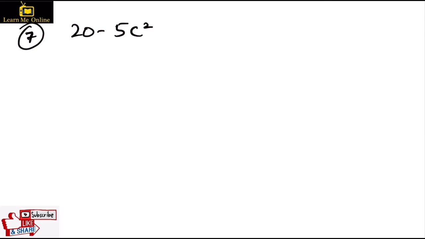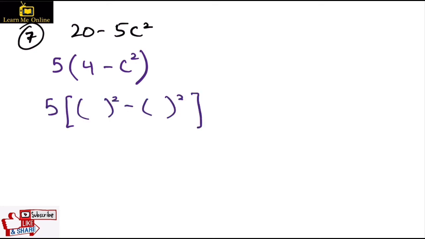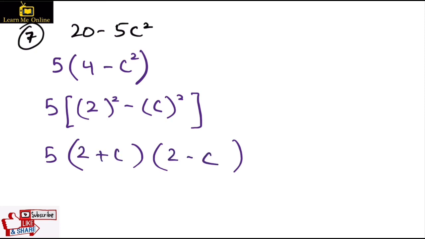Now we have the last example. Because we know that neither 20 nor 5 is a square number, we try to factorize it. We can take 5 outside. How many 5s make 20 would be 4, and how many 5s make 5 is 1. So you just have c square. Keeping the 5 outside the same, you write them down as square numbers. That would be 2 and this would be c. You make your two brackets and write 2 plus c and 2 minus c.